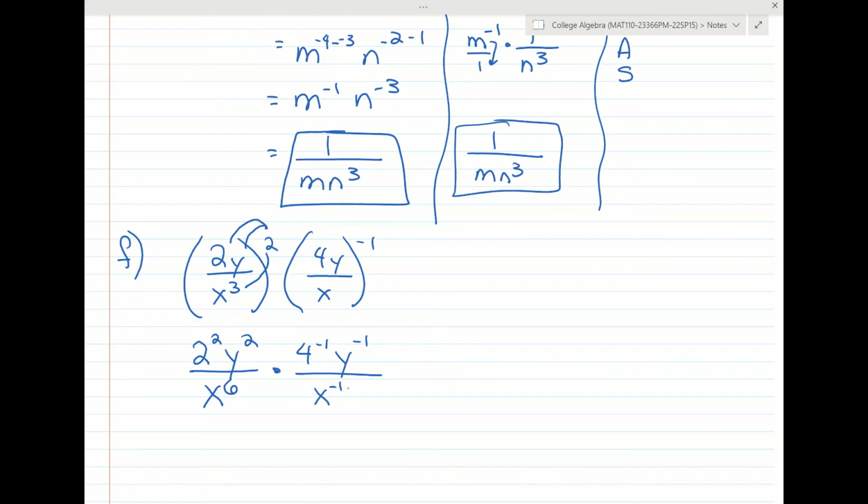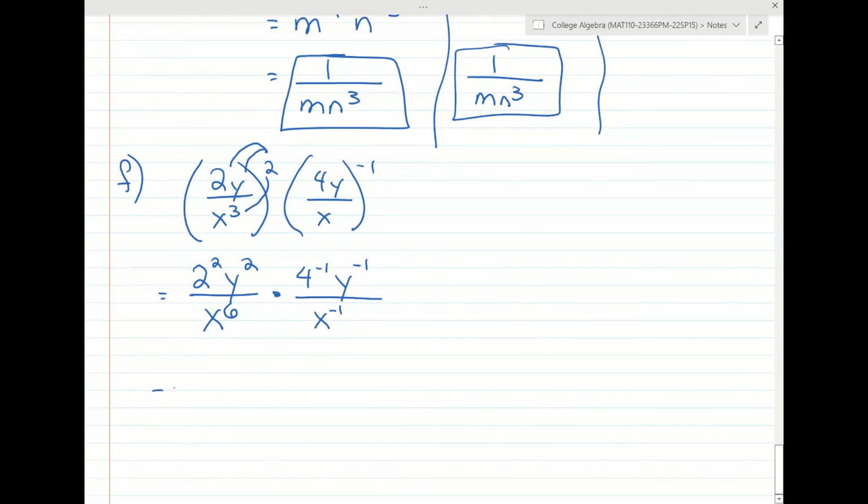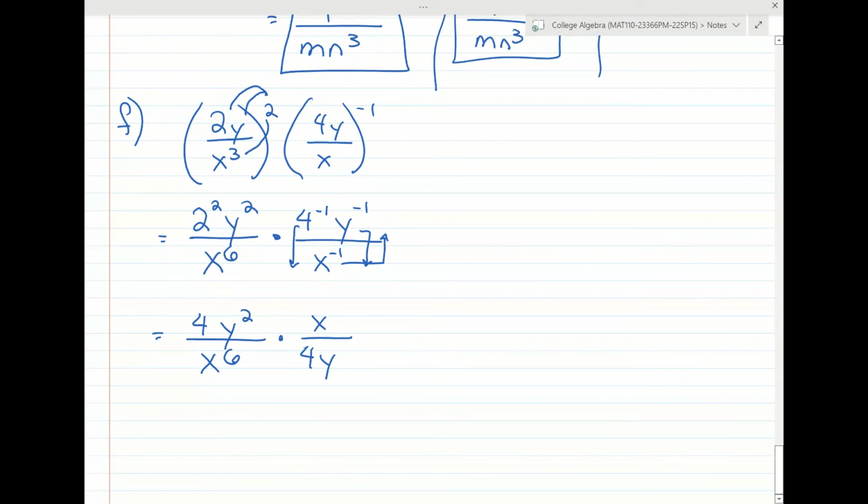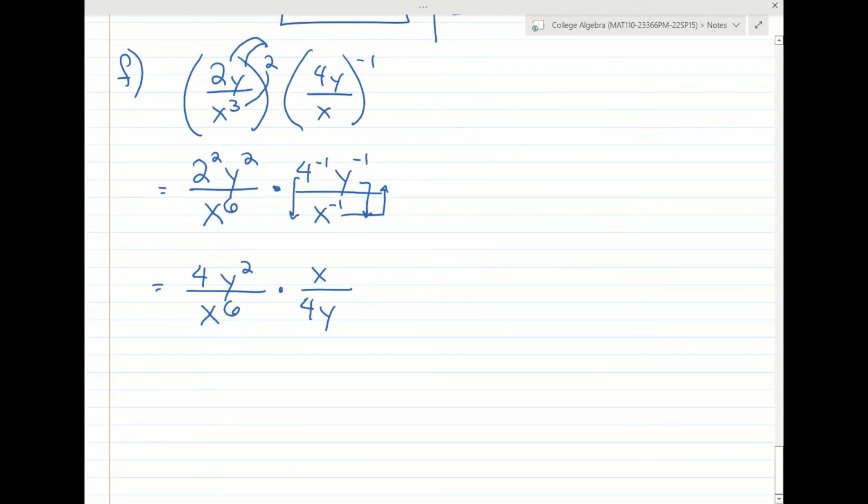From here, what I would do is I would just get organized. There are a few different ways to finish this. I know 2 to the second is 4. The y squared is fine. The x to the sixth is fine. So for the first fraction, I got rid of the negative powers. For the second fraction, I'm going to bring the 4 down, I'm going to bring the y down, and I'm going to bring this x up. So we had to handle the power of a fraction rule. We also had to deal with the negative exponent rule.